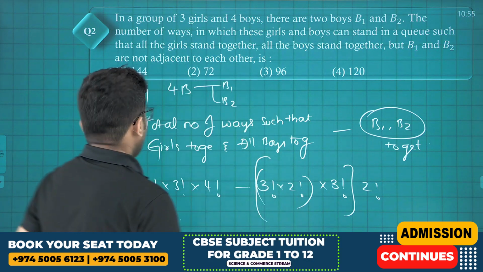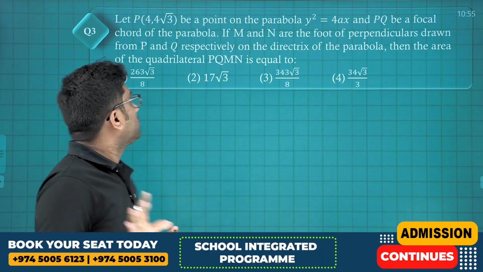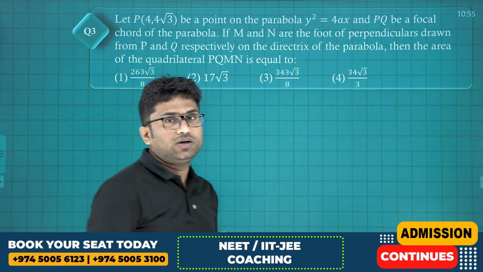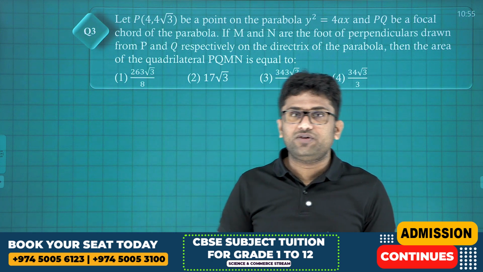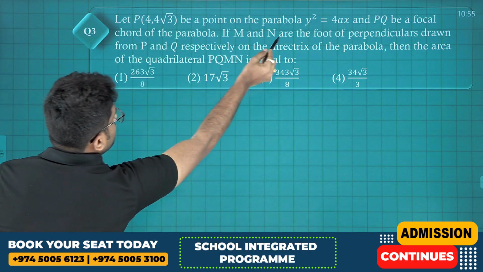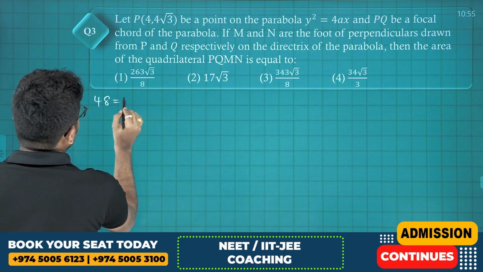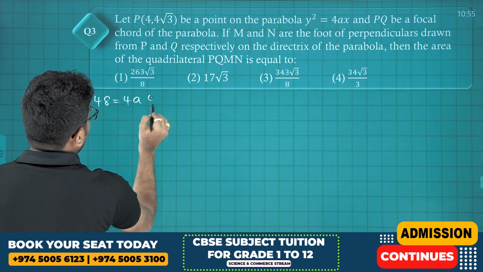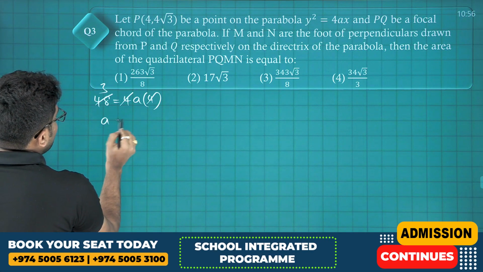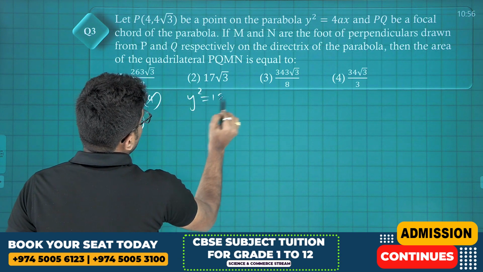Clear? Next question. A question from conics, that is parabola. They have given a point on the parabola y square is equals to 4ax. If a point lying on the parabola is given, then for sure we can get the value of a. Just substitute in that. y is equals to 4 root 3. 4 root 3 whole square is 16 3s are 48, is equals to 4a into x is 4 again. So 4 1s are 4, 16 3s are 48. From here clearly a is equals to 3, friends. So we have got the parabola now y square is equals to 12x.